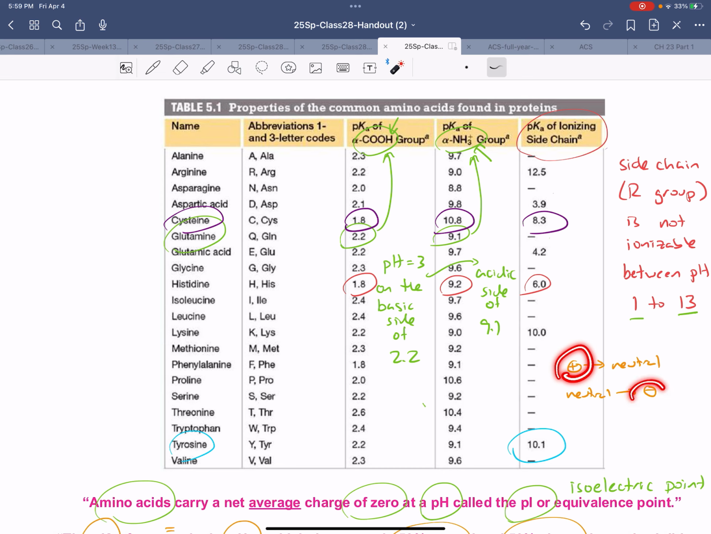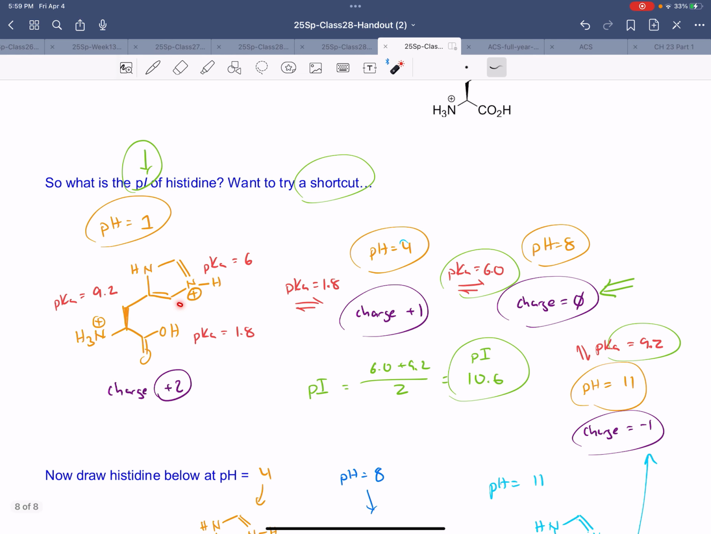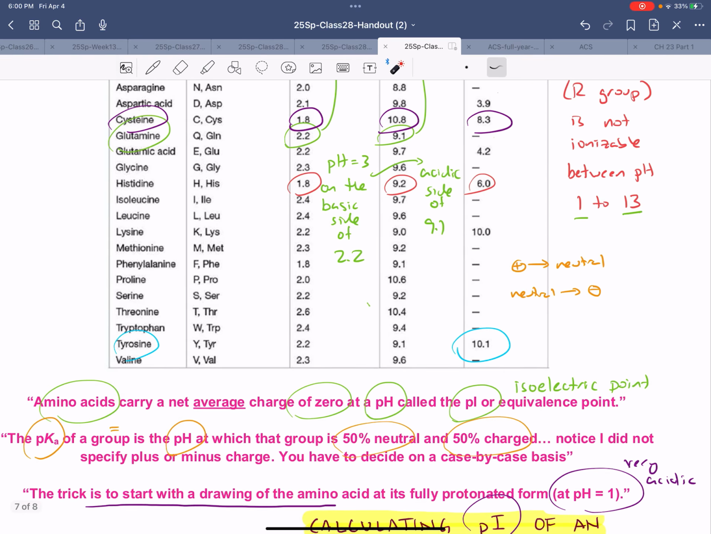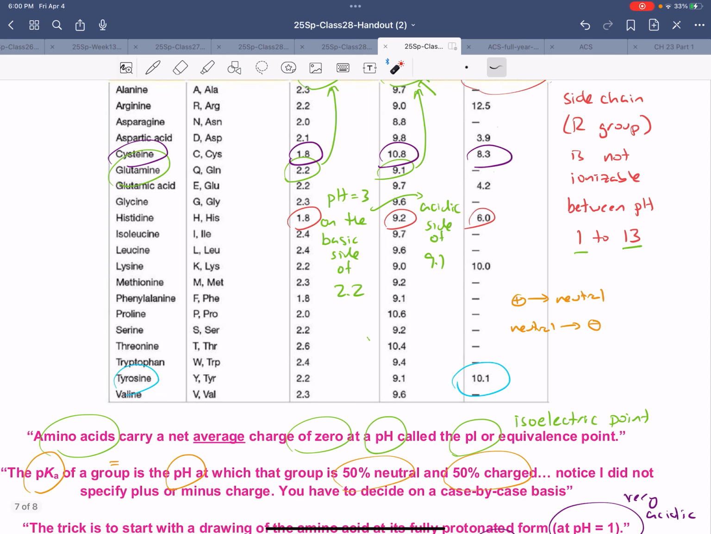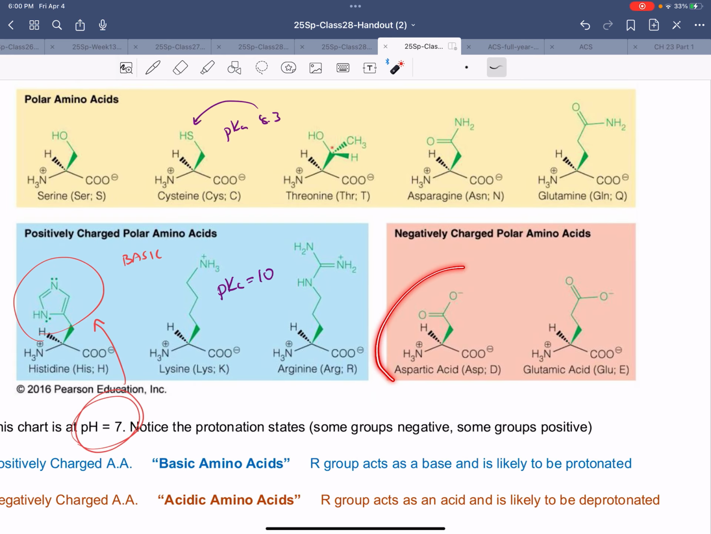How did you start? With histidine, we started with it being positive. Okay? All right. If you really need explicit directions, figure out the PI for aspartic acid. Okay, we did this one, the basic amino acid. Can you do the PI for an acidic amino acid?